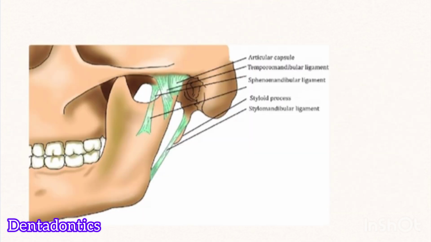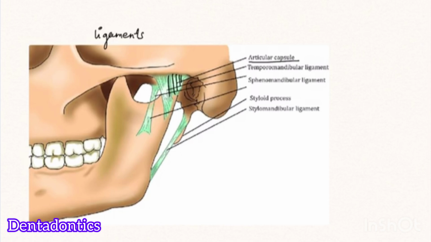Coming to the various ligaments of the TMJ, there are basically four major ligaments: fibrous capsule, lateral ligament, sphenomandibular ligament and stylomandibular ligament. The fibrous capsule attaches above to the articular tubercle, circumferentially to the mandible in front, the squamotympanic fissure behind, and below to the neck of the mandible.